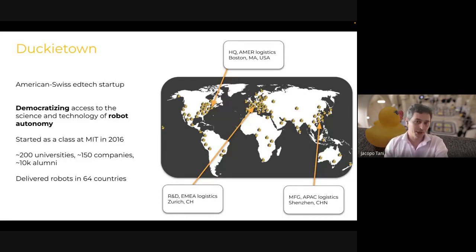So Duckietown is an American-Swiss education technology startup company. We are on a mission to basically democratize the access to the science and technology of robot autonomy. We started as an experimental class for the master's students of the Computer Science and Artificial Intelligence Lab at MIT back in 2016. And before we realized what was going on, we had a pickle in our hands, as many universities and various entities started requesting to join the project. So in time, we started bringing our materials to more institutions.